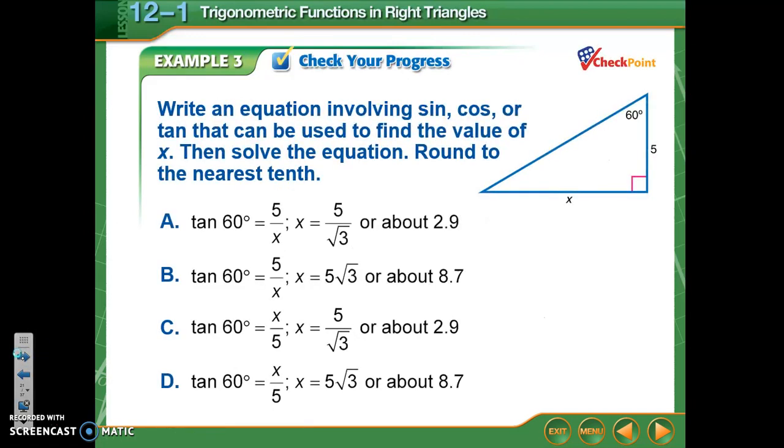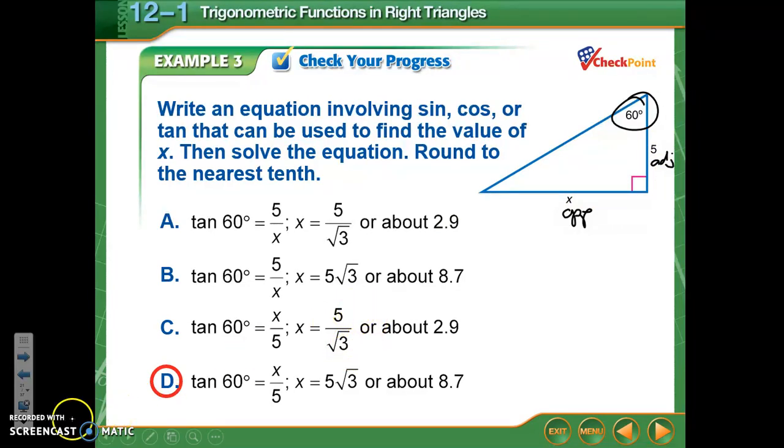All right, so you guys try that same idea with this triangle. Okay, in this case, your answer should be D. Your most logical trig equation to set up was that the tangent of 60 degrees is x over 5, because based on this angle, x is the opposite side, 5 is the adjacent side. Opposite over adjacent is tangent. You could have done cotangent if you wanted to and done adjacent over opposite.